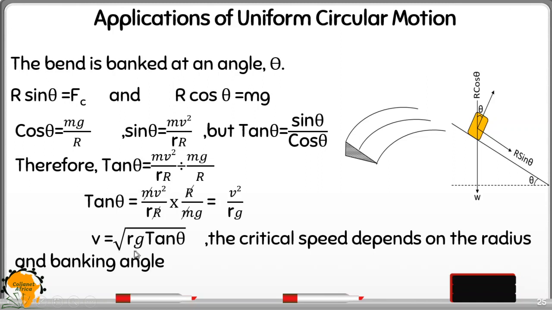If you look at this expression, you will find that this critical speed actually depends on two factors, the radius and theta. Since g is a constant, the critical speed depends on the radius and the banking angle.